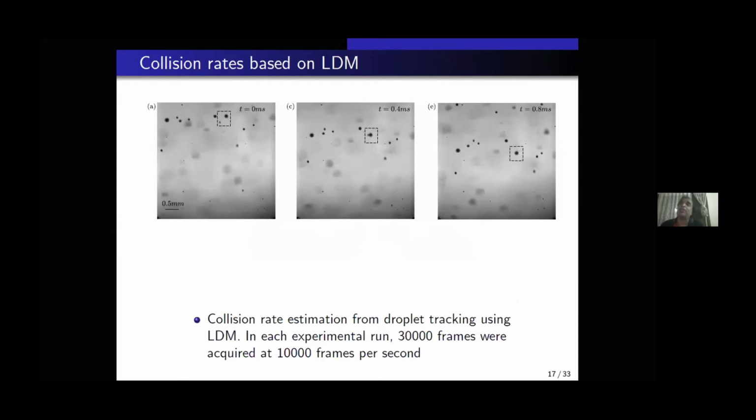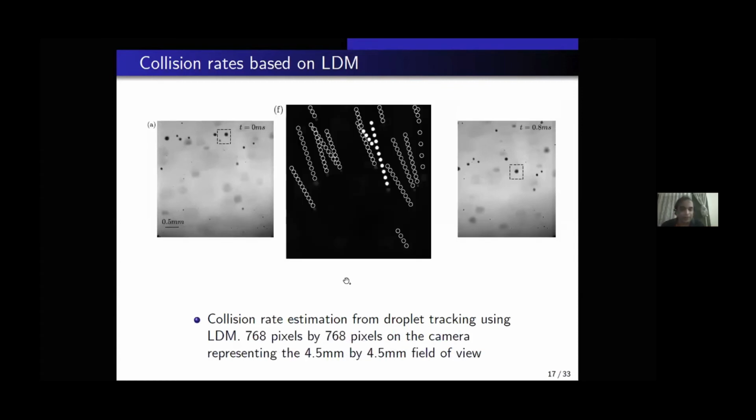30,000. In fact, I think it's around 10,000 images. I will confirm this at the end of the seminar. But for several thousands of images, to actually estimate collision rates more directly. Oh, yes, that's given here. Sorry, 30,000 frames were acquired at 10,000 frames per second.